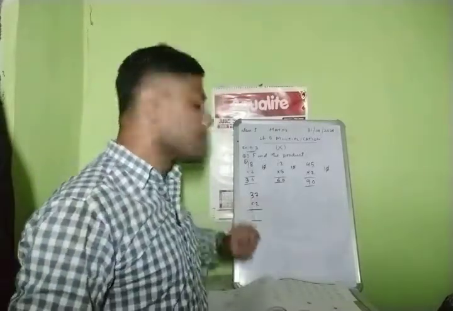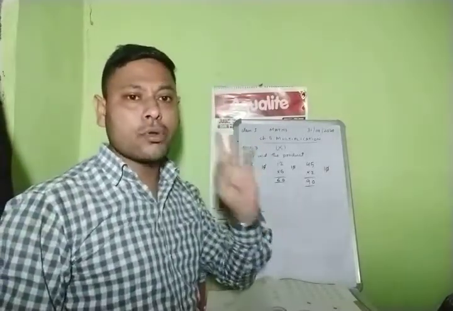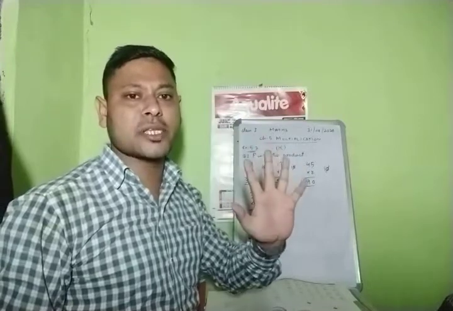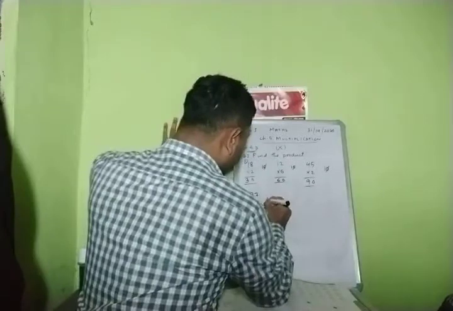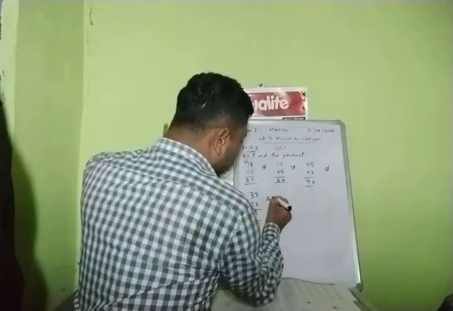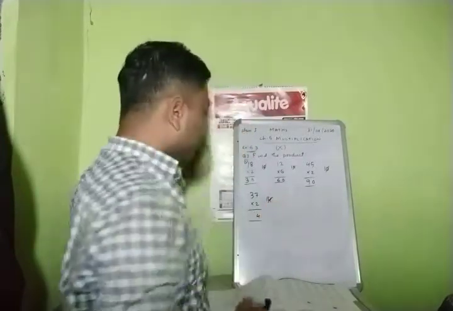2 into 7. 2 1s are 2. 2 2s are 4. 2 3s are 6. 2 4s are 8. 2 5s are 10. 2 6s are 12. 2 7s are 14. So write here 1 4 14. Then first number, what is there? 4. Cut and write. What is left?